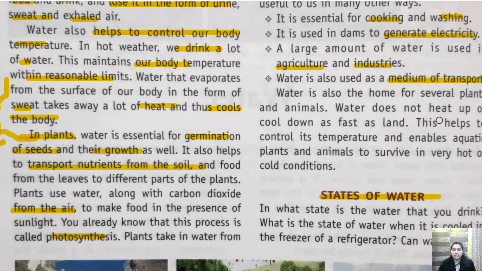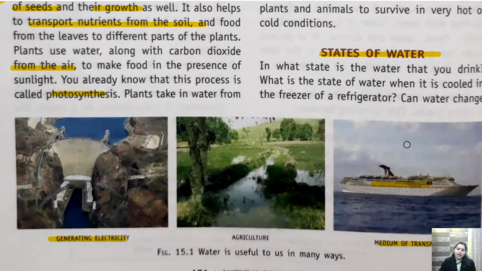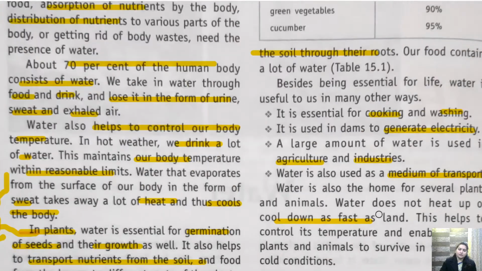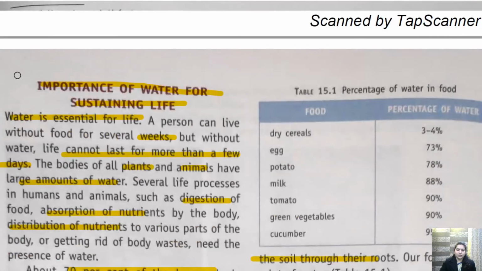Water does not heat up or cool down as fast as land. So it maintains the temperature. All right, it maintains the temperature, and it is a home for various aquatic plants and animals. All right, so for this purpose water is very, very important. Children, please go through this table also.